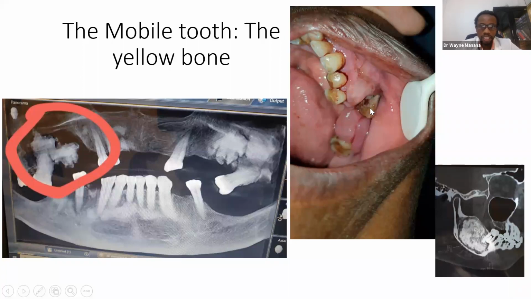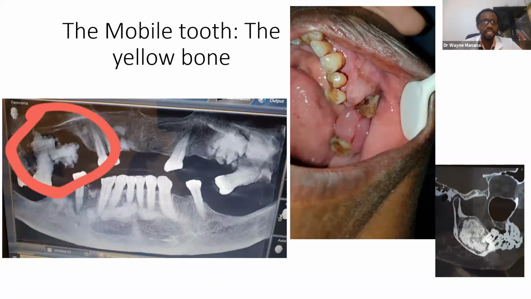So we should be careful because with an extraction or a disimpaction of this, you end up taking out most of the maxilla. As you can see, this is actually bone sequestra that is separated from the rest of the maxilla. So how do we avoid this? It's very important that we do basic investigations like a panorex, so that can help us to avoid some of these challenges.